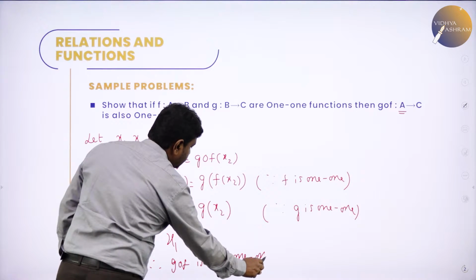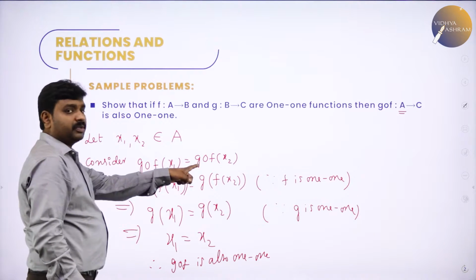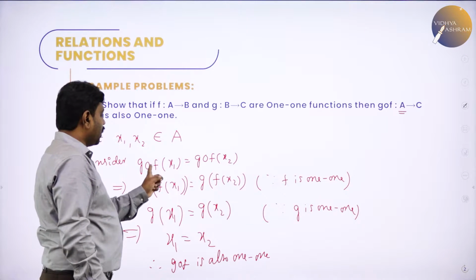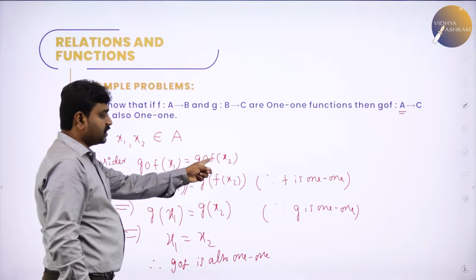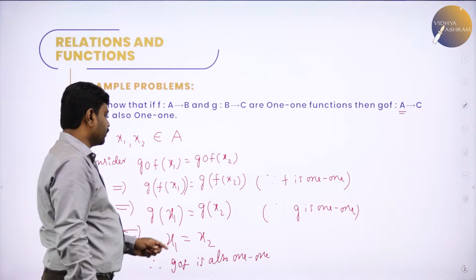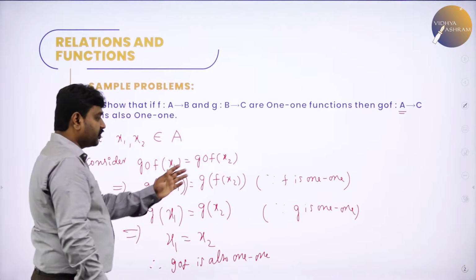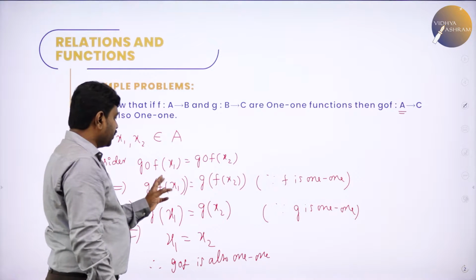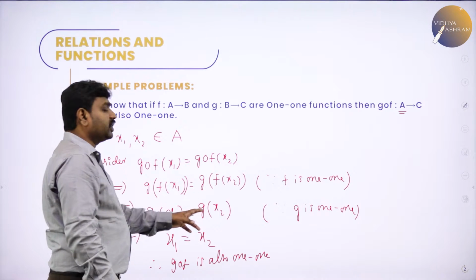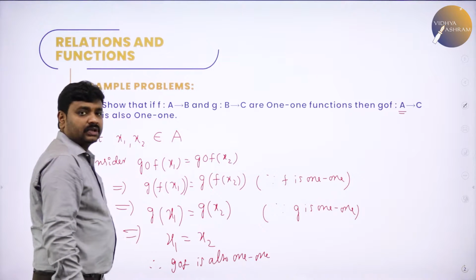What is a 1 1 function? If two elements have same image, then the elements should be same. GOF x1 equal to GOF x2 means image of x1 is equal to image of x2. Finally x1 and x2 are same. Here f of x1 and f of x2 give you x1 and x2 because f is 1 1. F is 1 1, f of x1 equal to f of x2 makes x1 equal to x2. That's it. So now we proved this.